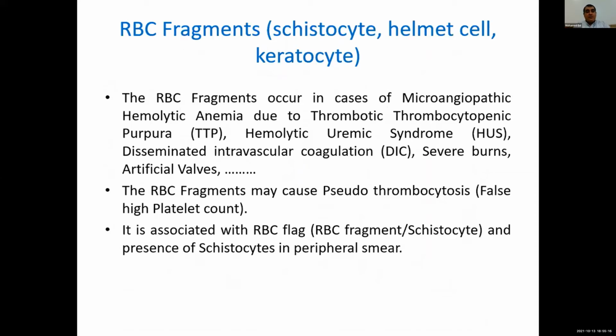The second most important spurious RBC result is the presence of RBC fragments or schistocytes or keratocytes. The RBC fragments occur in cases of microangiopathic hemolytic anemia, such as thrombotic thrombocytopenic purpura, TTP, hemolytic uremic syndrome, HUS, disseminated intravascular coagulation, DIC, in cases with severe burns or using artificial valves, or etc. RBC fragments or schistocytes may cause, in some situation, pseudothrombocytosis or false high platelet count.